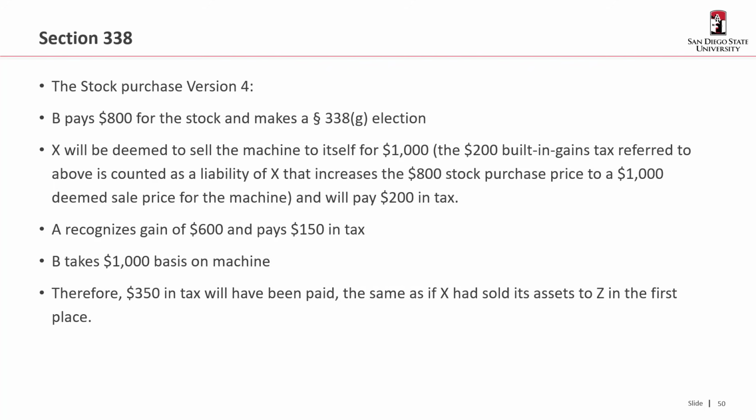B pays $800 for the stock and now makes a 338G election. So X is going to be deemed to sell the machine to itself for $1,000. That $200 of built-in gain is counted as a liability that increases the $800 stock purchase to a price of $1,000. That's now the deemed sales price of the machine. So they pay $200 in tax. Okay, let's walk through this for a second. What happens to A? A recognizes a gain of $600, pays $150 in tax. B takes a $1,000 basis on the machine.